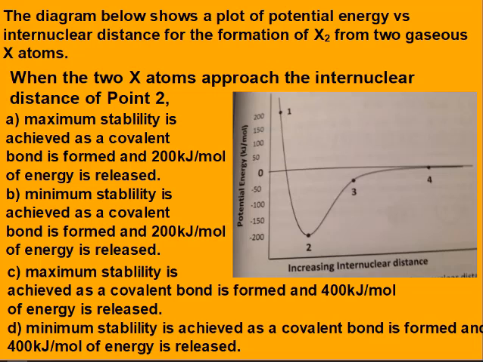So let's go and look at a couple of questions you could see. Go ahead and pause the video and try this one on your own. Restart when you're done. So we're talking about point 2. And at point 2, that is our maximum stability. And it's going to release 200 kilojoules. So that's why A is correct. It's not minimum stability, it's going to be our max stability.